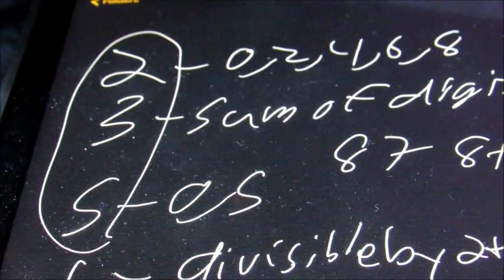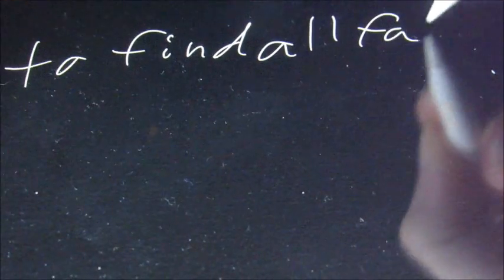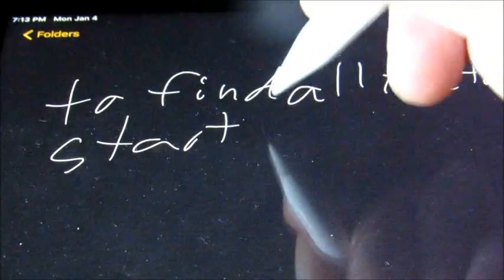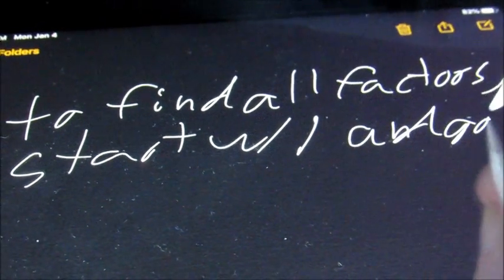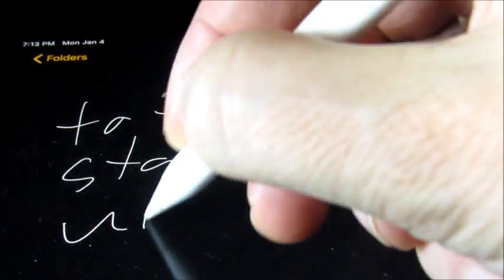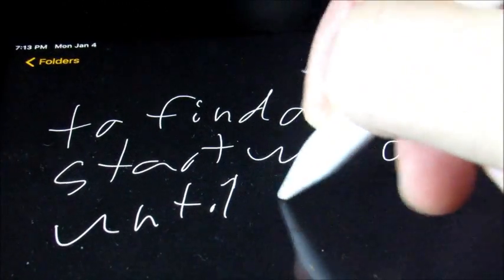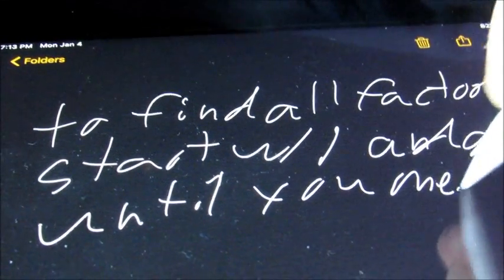Okay, so to find all of the factors, what we're going to do to find all factors of a number, start with 1 and go up until you meet. And I'll show you what that means. So let's do a big number, 72.